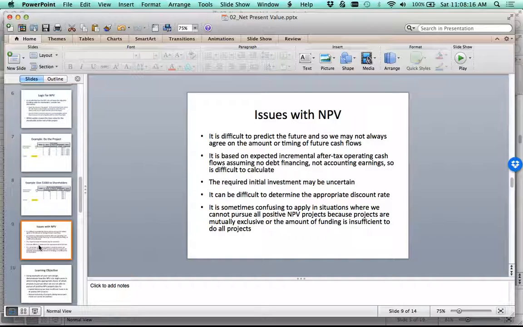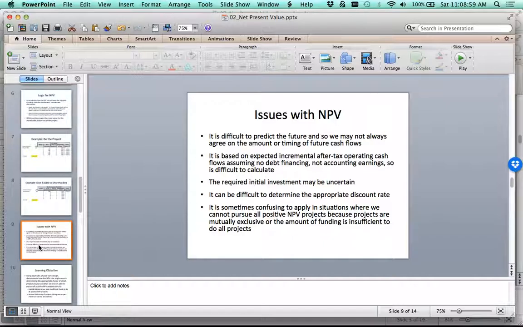It is sometimes viewed as difficult to determine an appropriate discount rate. We went through a little exercise in class. You guys could see how that might happen. But it is difficult and time consuming sometimes, and people are put off by that. And then you'll find, we'll talk about this in just a minute, that it's sometimes confusing to apply the rule in situations where we can't do all the positive net present value projects, either because we just don't have enough funding or maybe they're mutually exclusive. And so some people are put off by the fact that you have to think a little bit outside the box to apply this in these other situations.